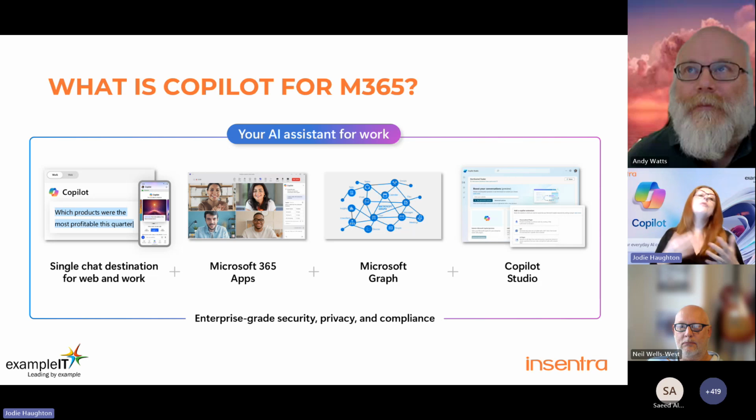Now, the difference with Microsoft's Copilot offerings is they take this generative AI capability and they embed it into the Microsoft 365 functionality that we know. So, as you can see on the slide here, first off, you've got this single chat destination that you can basically go to and prompt the AI for answers to specific questions you have, whether it's something to do with your work data or when you switch it to the web, it can go and search online.